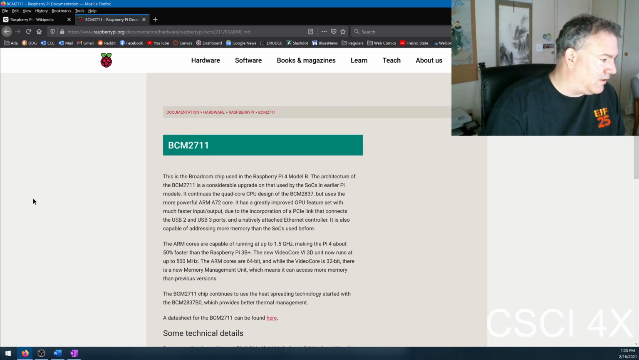The 2080 Ti was 754 millimeters squared, but it was on a cheaper process.